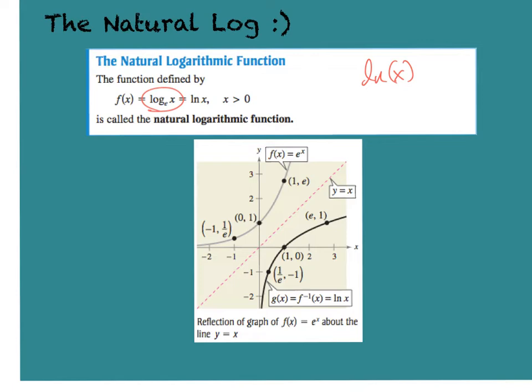However, this natural log, who's it inversed with? A natural log is actually inversed with what?